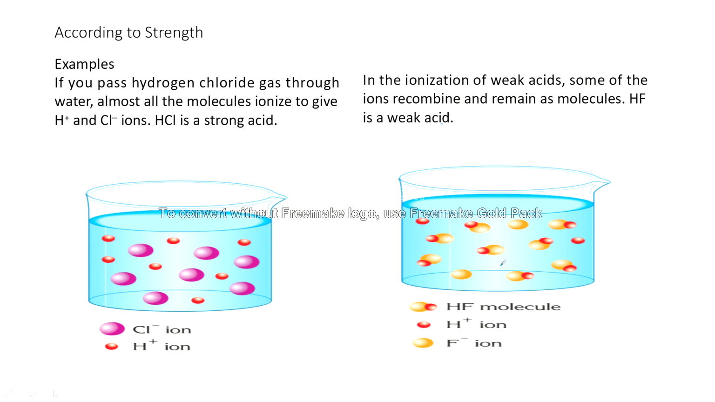For that example, we have hydrofluoric acid that did not dissociate completely in water. We have hydrogen ions, we have fluoride ions, and we still have hydrogen fluoride molecules. Okay, so the molecules recombine and remain as molecules. We have a mixture of ions and molecules. We may conclude that hydrofluoric acid is a weak acid because it didn't dissociate completely.